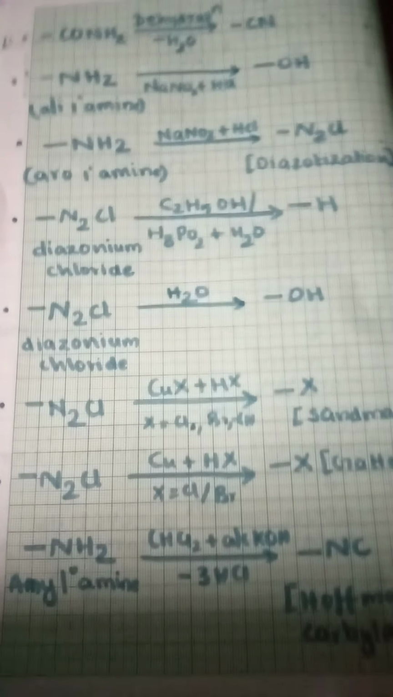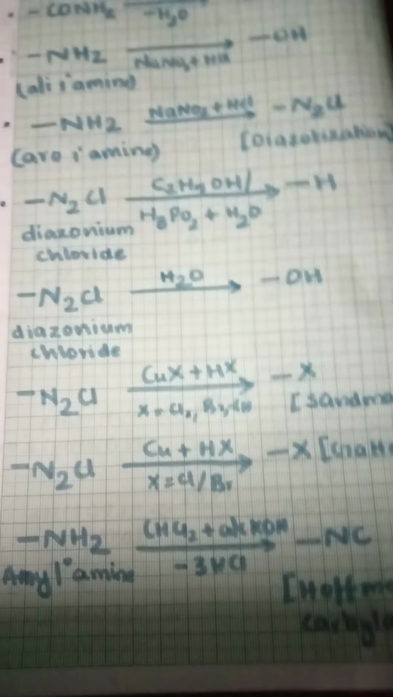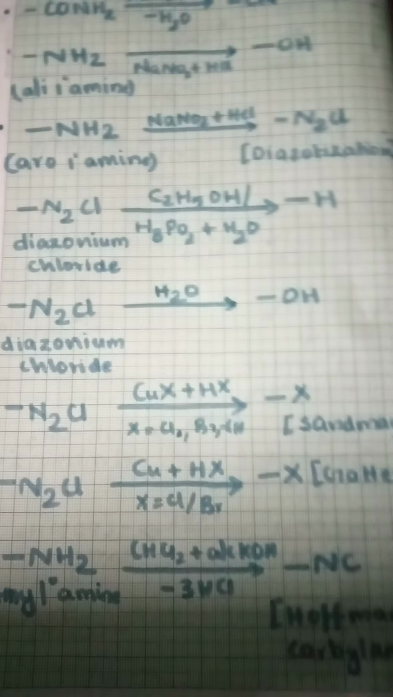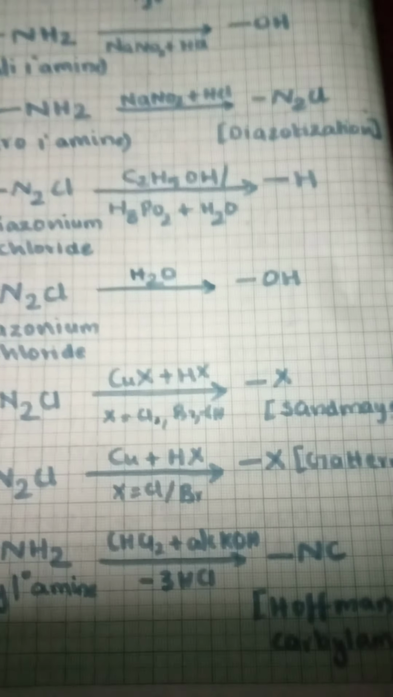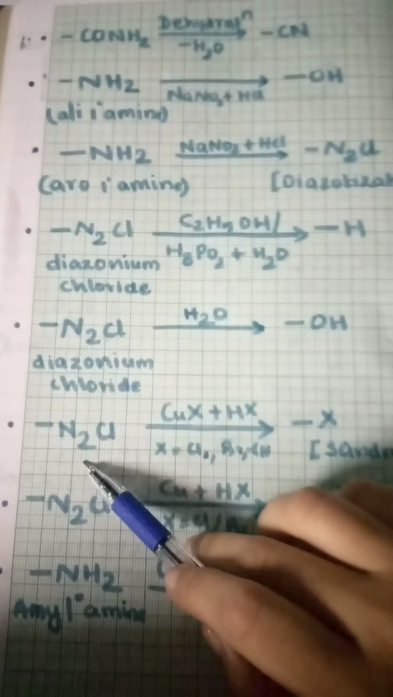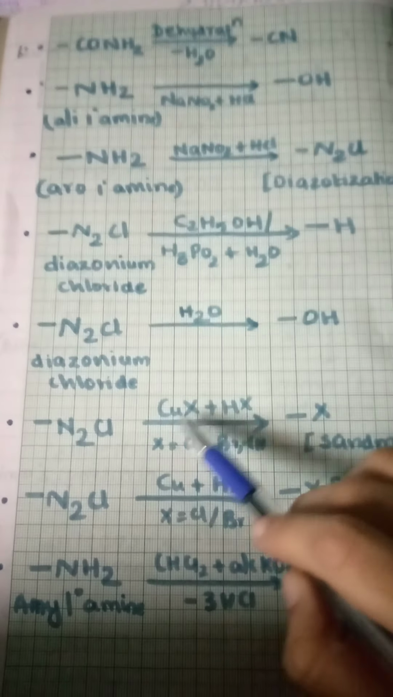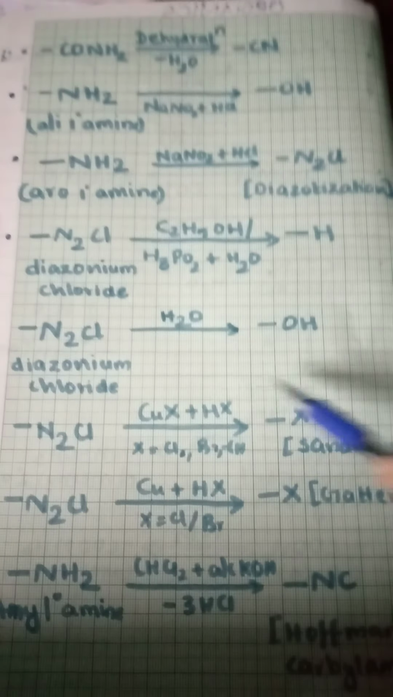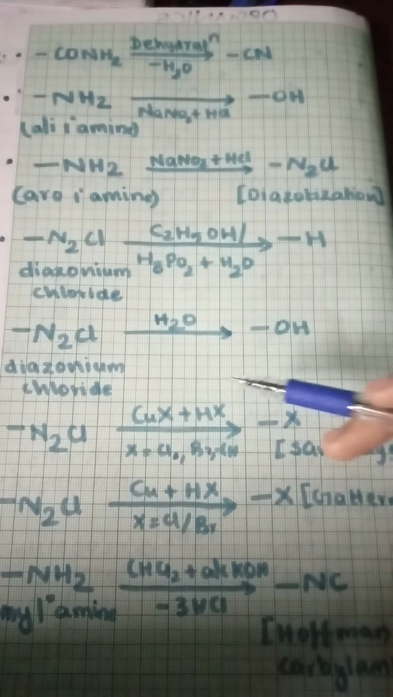X is, we know, a halogen, right? So it can be chlorine, bromine, fluorine, or iodine. But fluorine is not much preferred because of its small size and anomalous properties. So N2Cl with copper halide and hydrogen halide will give me the halogen product. This reaction is called the Sandmeyer reaction.